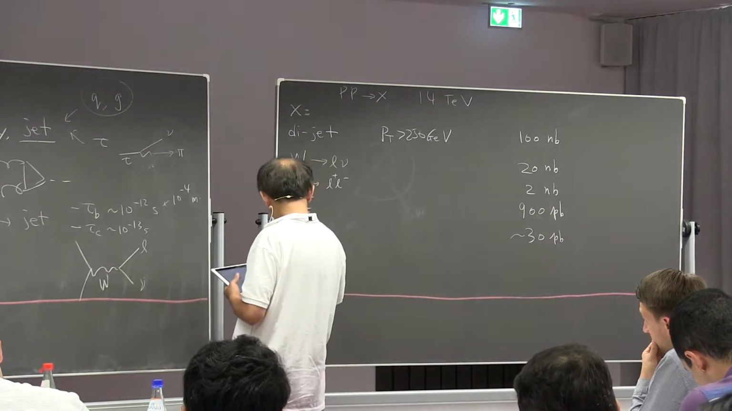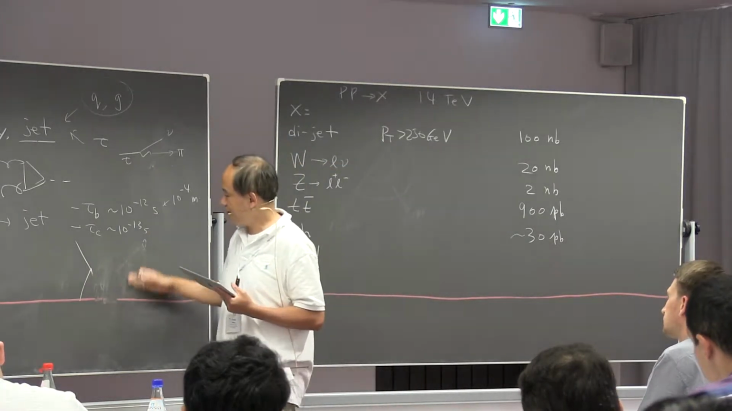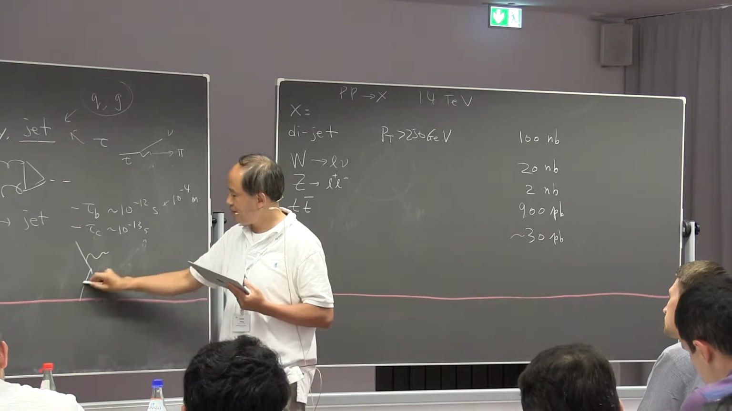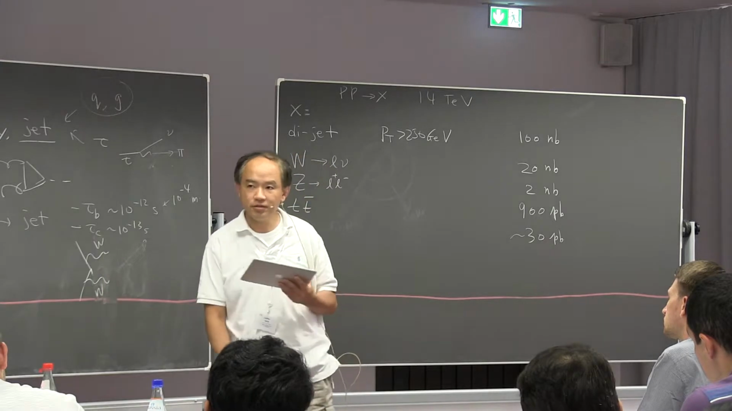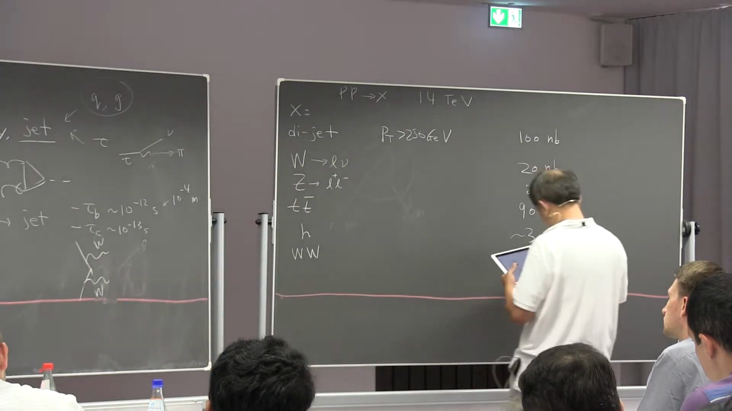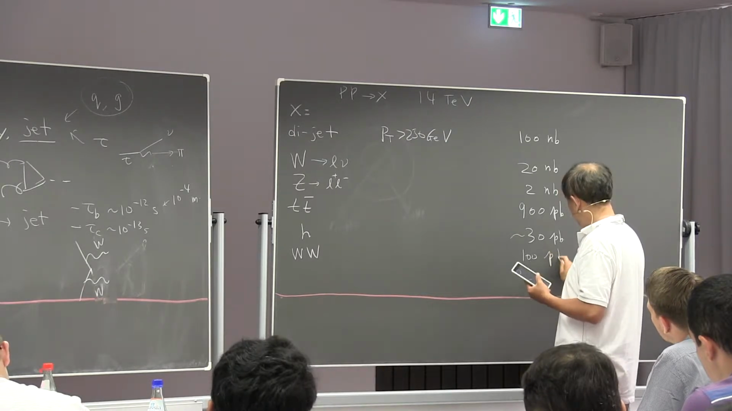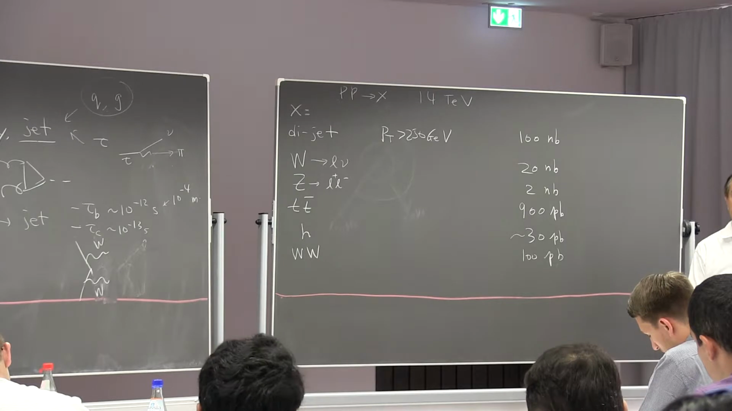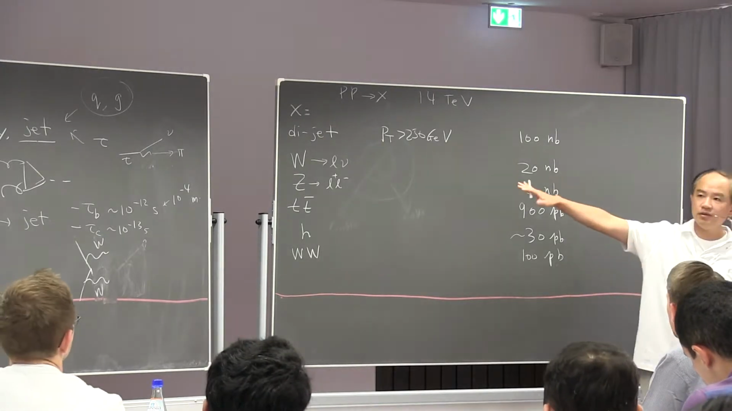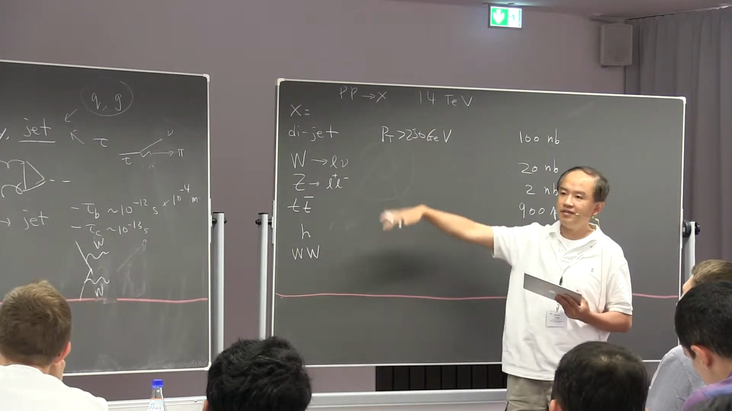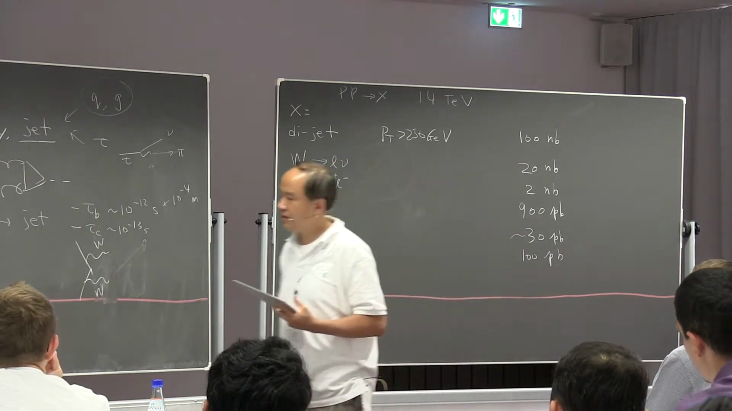And then WW. Instead of producing 1 W, imagine I'm producing 2 Ws, also from a QQ bar initial state. And this is 100 picobarn. All right. You see, there's some kind of hierarchy, right? It depends on whether it's one thing or two things, or whether it's a QCD process versus a weak process.